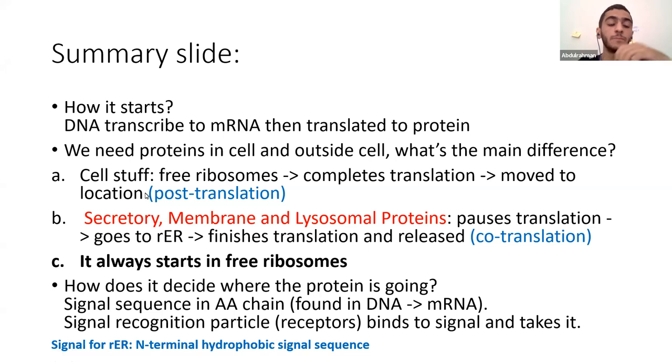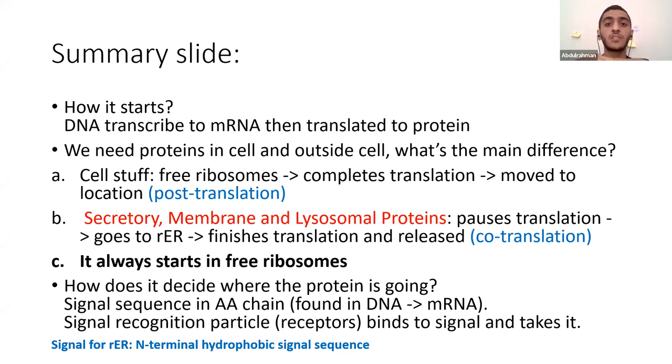A and B, okay. Again, we are going to make these proteins, and we need them either for cell function or for function outside the cell. The difference is that for the proteins made for cellular function, the process of translating these proteins will begin in the ribosomes. Then it's going to complete its translation in the ribosomes that are found freely in the cytoplasm.